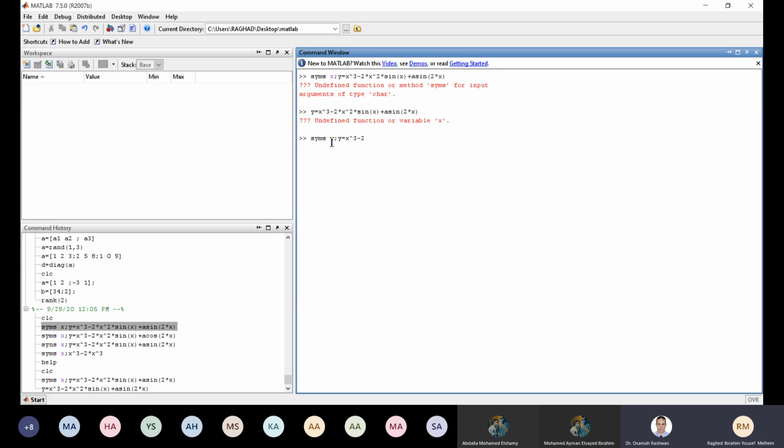Just to see what's the problem with this one. Anyone has the same problem? Because I cannot see properly here. Okay. Star sin x. Open bracket. 2 star x. Semicolon. diff for the first derivative, or what you call it, whatever you like.